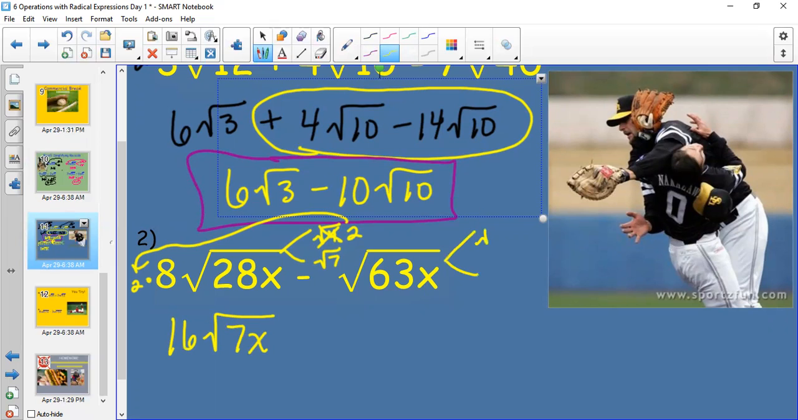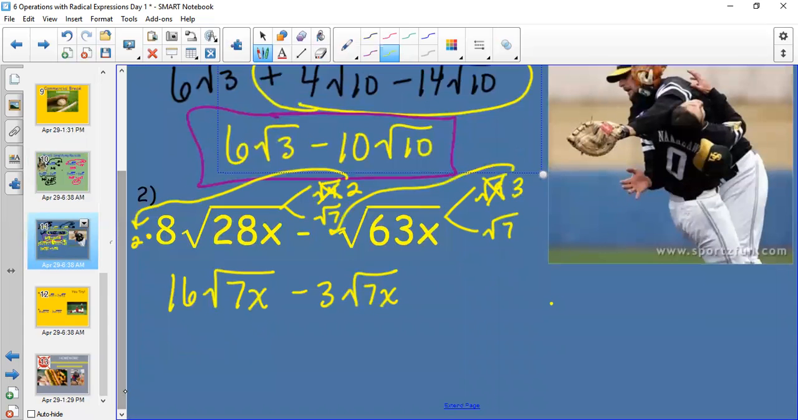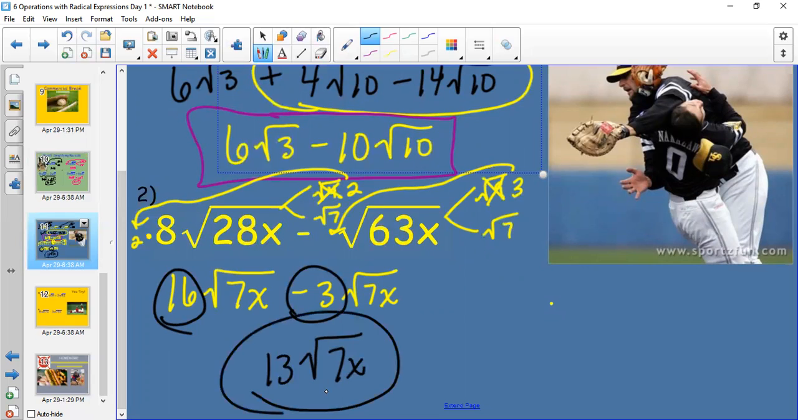63 breaks up into square root of 9 times square root of 7. Square root of 9 is 3. That's going to come out front. So this would be minus 3 square root 7. Don't forget your x. All right, now they're like terms. They both have a square root of 7x. And 16 minus 3 gives us 13 square root 7x.